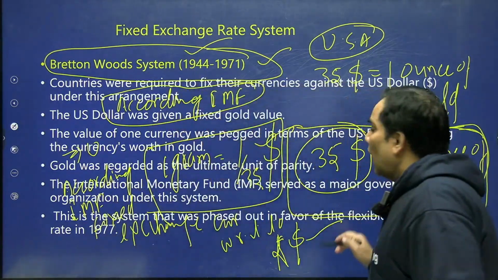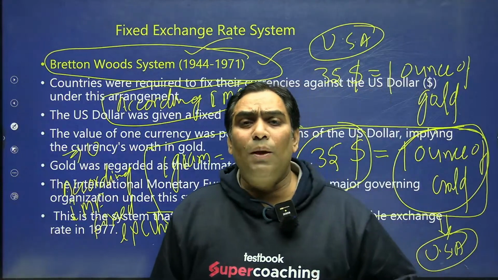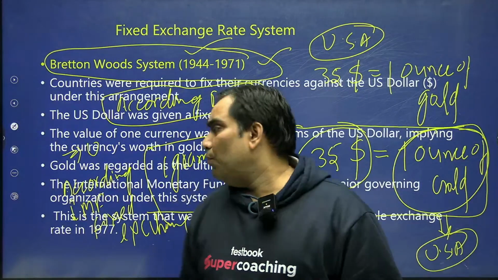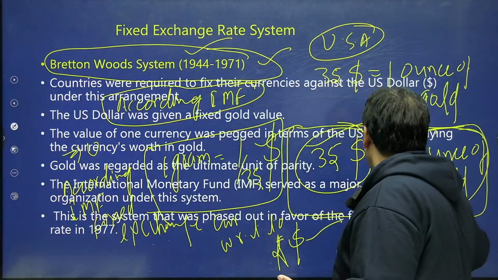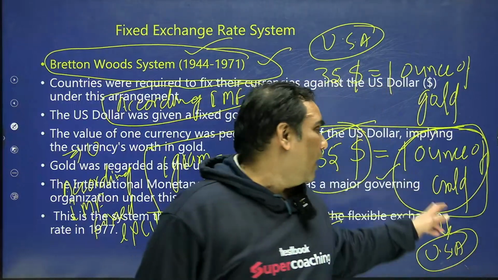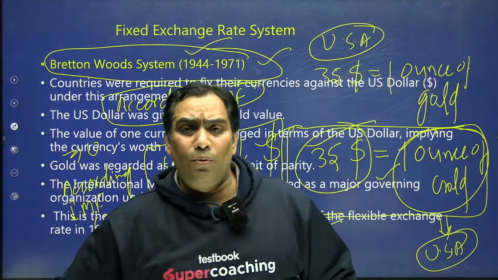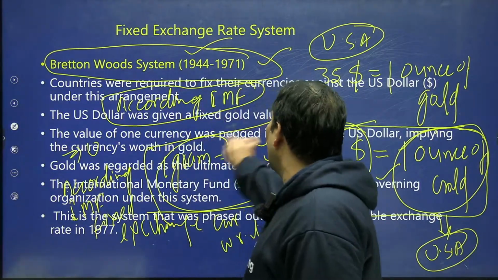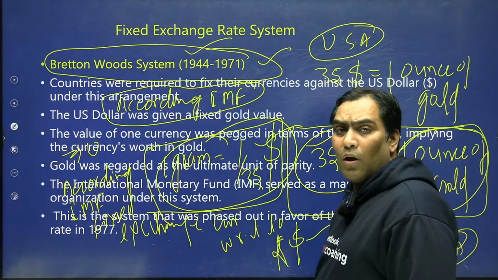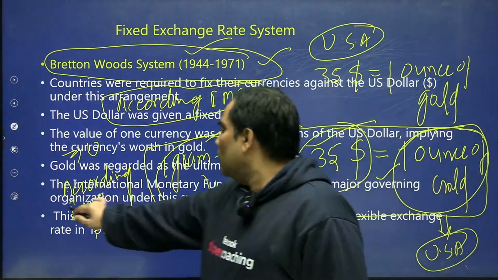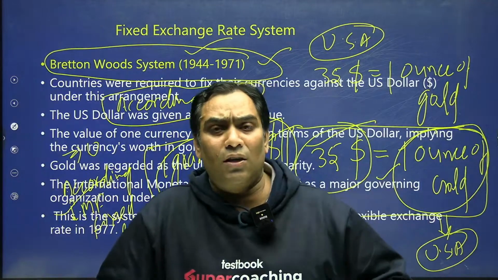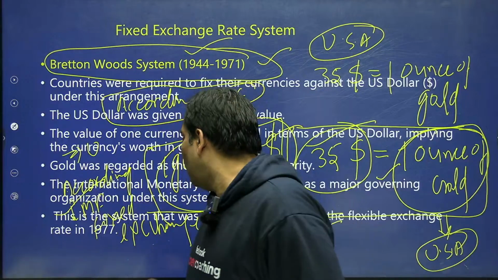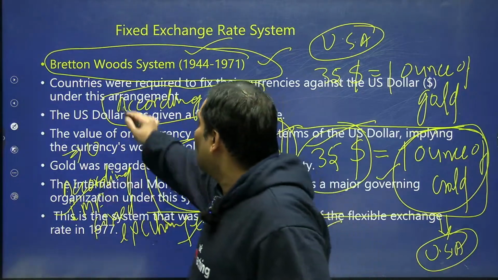This was on the basis of the promise of the USA that by exchanging $35, each and every country is entitled to get 1 ounce of gold. Accordingly, the value of 1 gram is equal to 1 upon $35. So accordingly the IMF fixed the exchange rate, or the value of each and every country, with respect to the dollar. That was known as the Bretton Woods system.